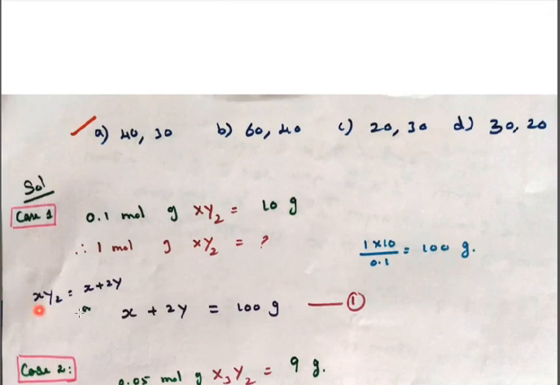So the formula XY2 is X plus 2Y. So X plus 2Y equal to 100 grams. This is considered as equation 1.